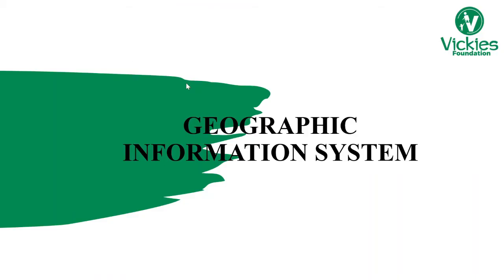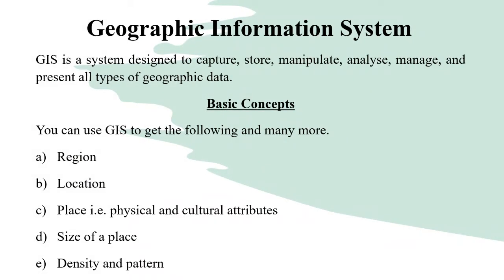So today's class is GIS. We said it is Geographic Information System. GIS is the topic we're considering today. GIS can also be used as a system designed to capture a place or a given location, store information of a place, manipulate it, meaning adding or subtracting from what is there, also analyze what you've gotten, manage the data you have, and present all types of geographical data. GIS helps to present all types, not just some, all types.